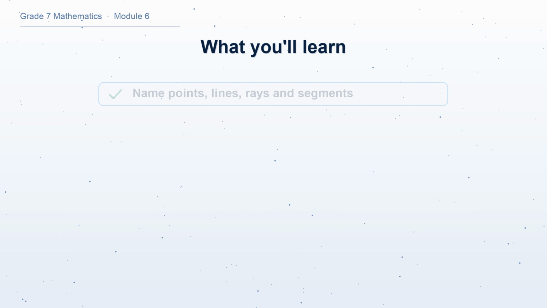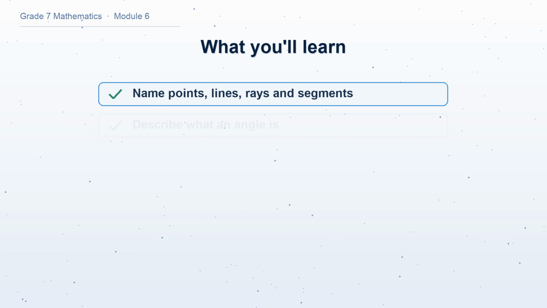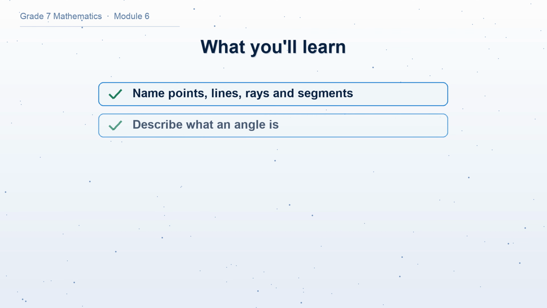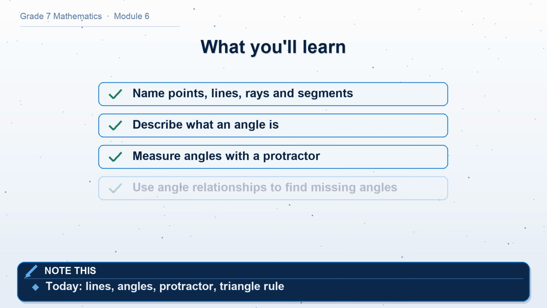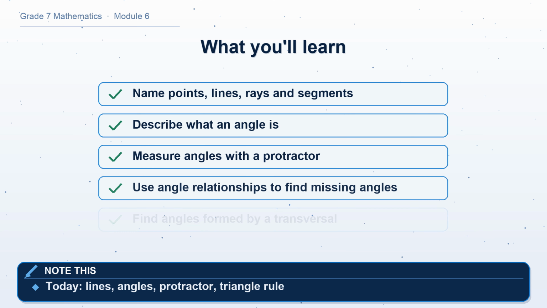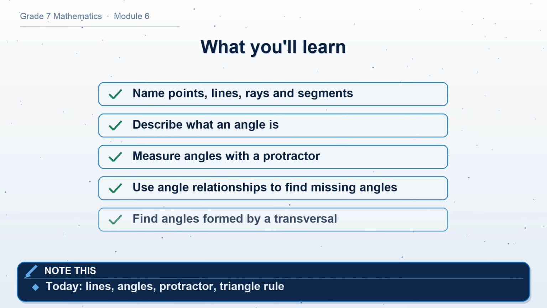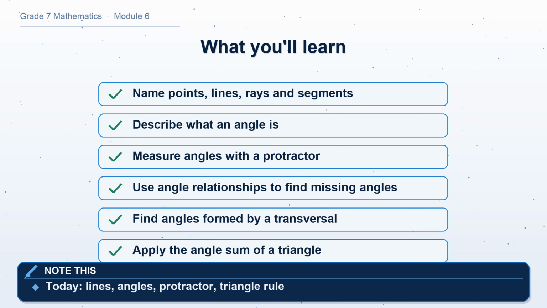Here is our plan for the lesson. We begin with the building blocks, points, lines, rays, and segments. Then we describe what an angle is and measure one with a protractor. We use angle relationships to find missing angles, study the angles formed when a line crosses two parallel lines, and finish with the angle sum of a triangle.